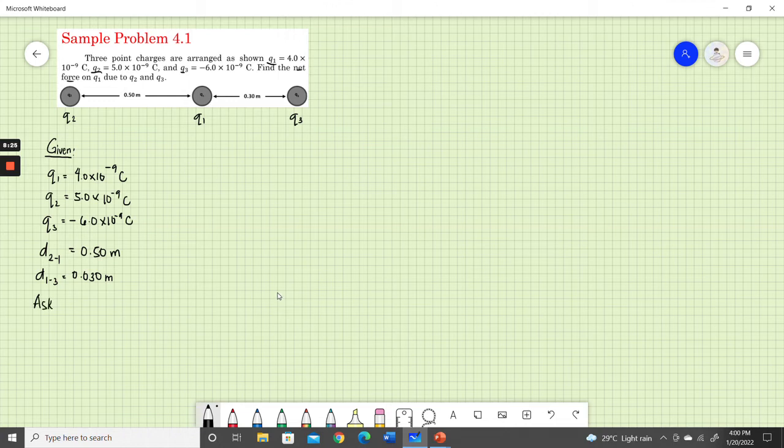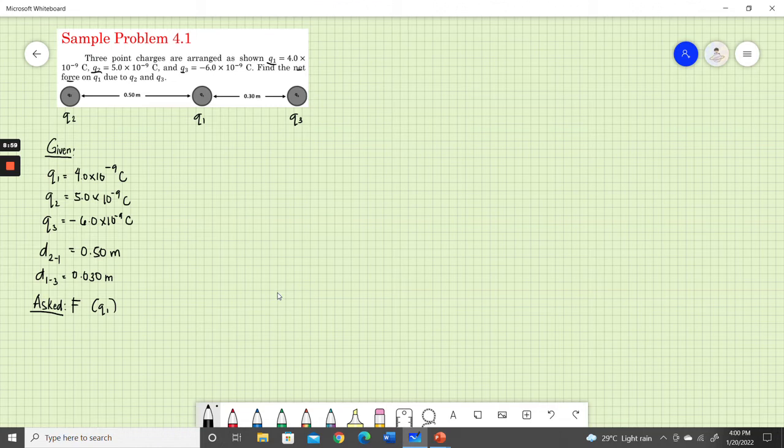Let's write what is being asked of us. Ano ba yung tinatanong sa atin? From the problem, what they want to find is the force that is experienced by Q1. So yung force na experience ni Q1 because of the presence of Q2 and Q3. So find the net force on Q1, basically the force that Q1 experiences because of Q2 and Q3.